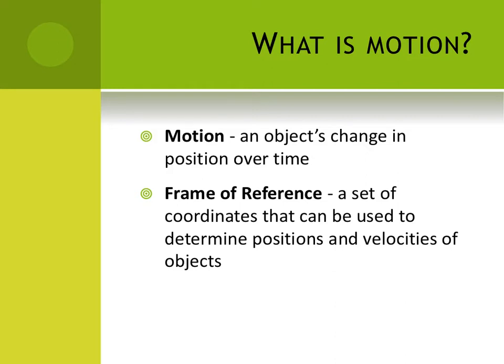And a frame of reference is just a set of coordinates that can be used to determine positions and velocities of objects. That sounds like a very fancy, kind of wordy definition for frame of reference, but let's think of an example here. So, an example for frame of reference. You're sitting in the classroom. You're sitting down in your chair in the classroom, and we can describe your motion right now. Are you moving? Probably not. Okay, so you have no motion.